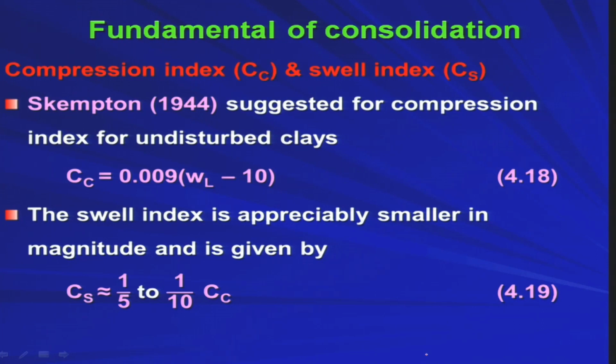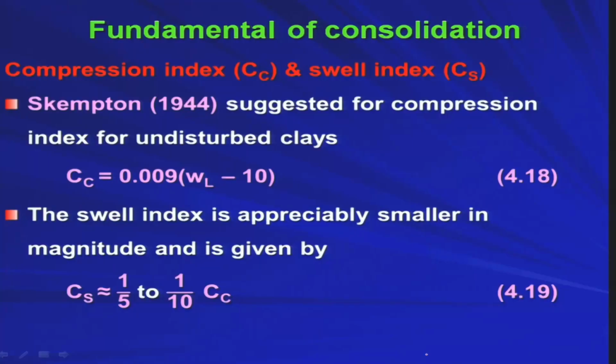Skempton in 1944 suggested, for compression index for undisturbed clays, Cc is equal to 0.009 into (WL minus 10). What is WL? WL is nothing but the liquid limit, which you already know. So, if you know the liquid limit of that clay, you can find out Cc, which will be constant for that particular type of soil.